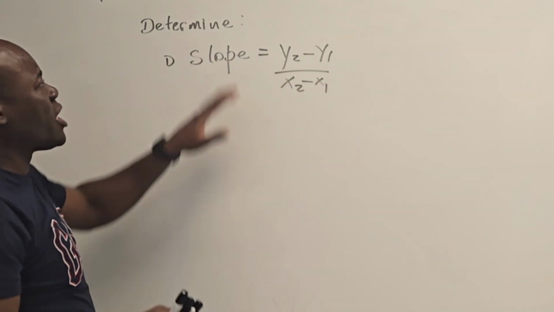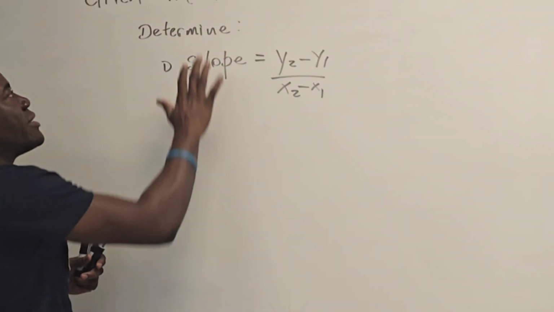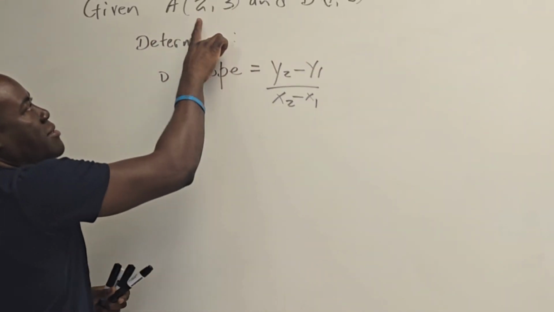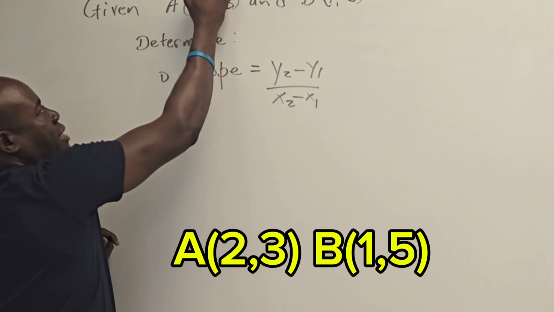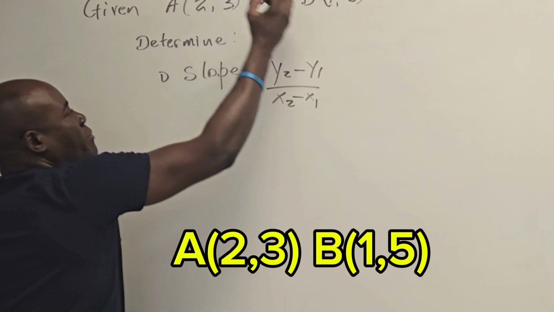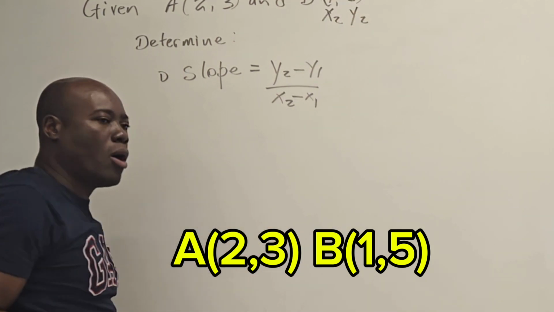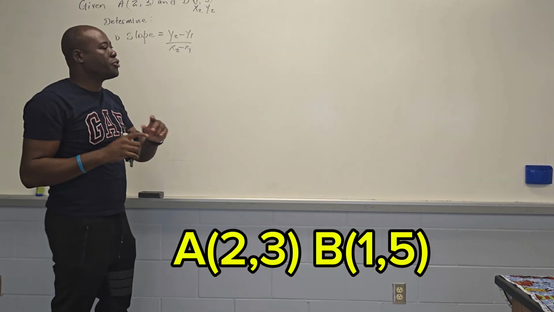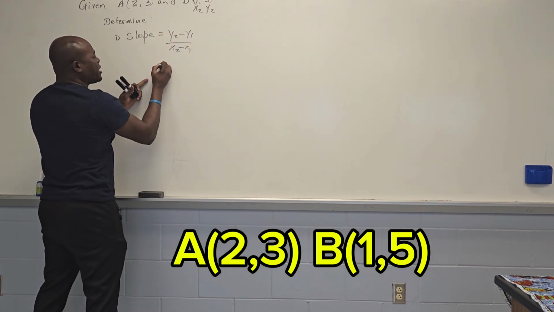Now, here it is that we have 2 points, 2 ordered pairs. What we want to do is to label them, right? Remember that the x value comes before the y value in a coordinate form. So this is x1, this is y1. If I call this x2, then this is y2. What we want to do here is to substitute these values here.